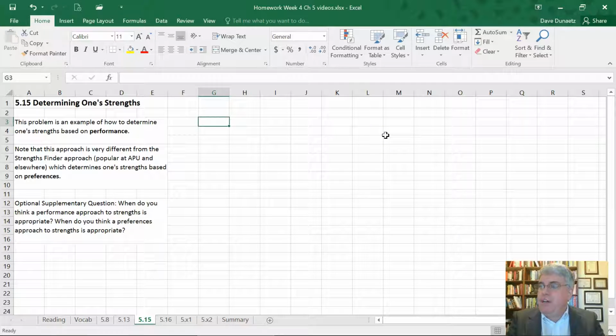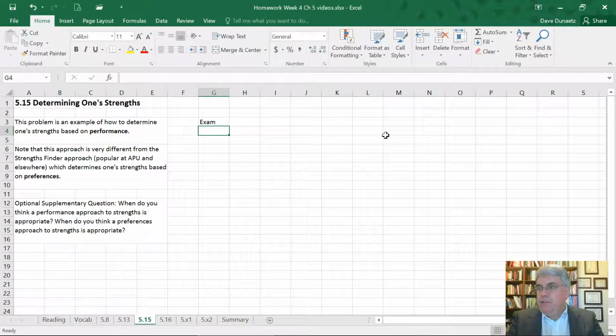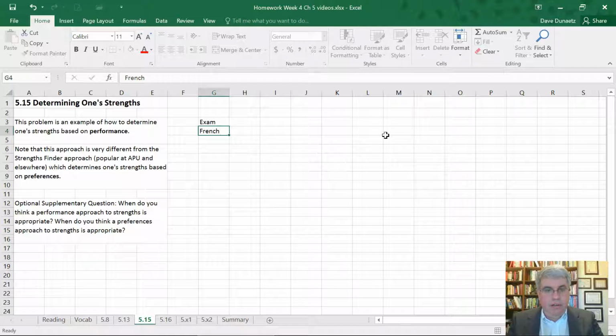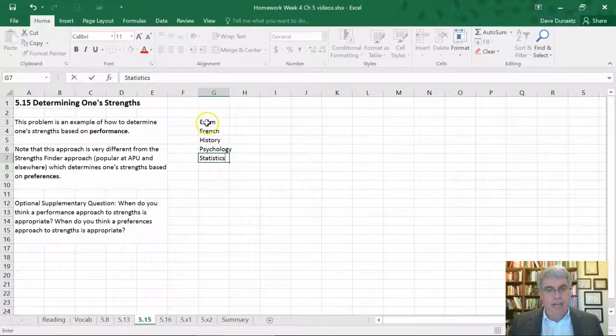So let's start off by looking at her scores. I guess these are just final exam scores. So first of all, let's make a column for exam and say what type it is. First, there was French. Oh, I think I like her. She studies French. There's history. There's psychology. Oh, that's another good topic. And statistics. She's taking some really good classes. Statistics.